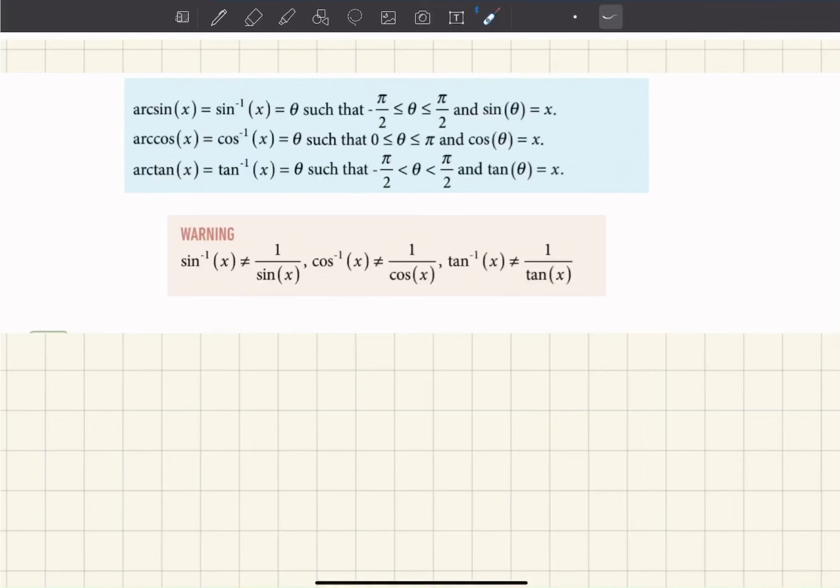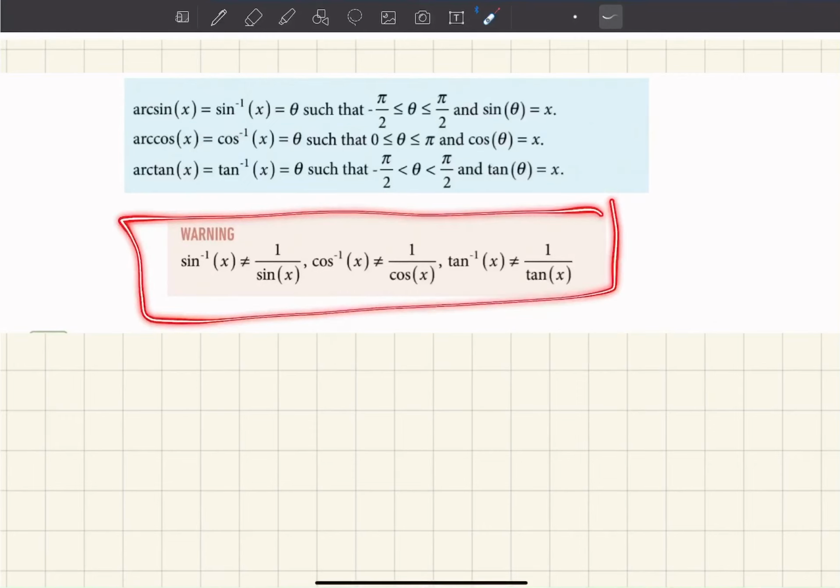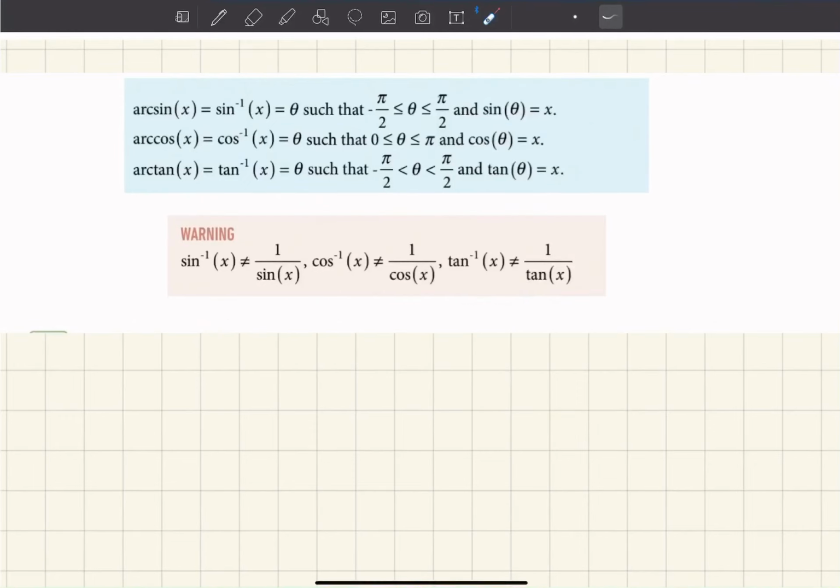And here you can see for the tan, just like we said earlier, theta is greater than negative pi on 2 and smaller than pi on 2. So there we go. And there's that little warning again: there's a difference between the reciprocal and the inverse.